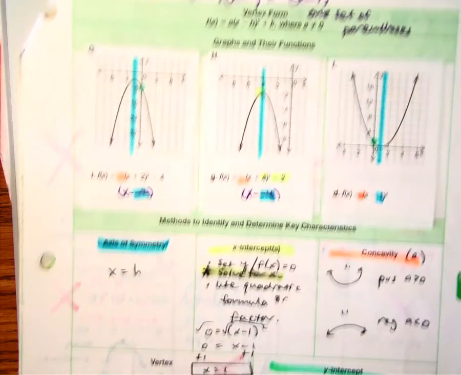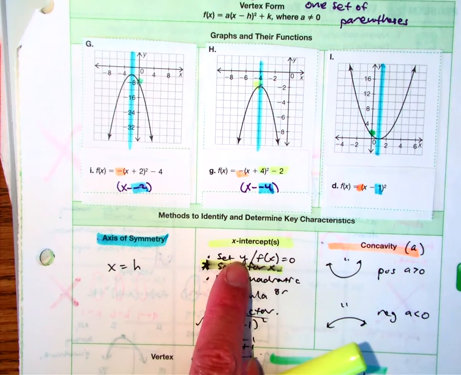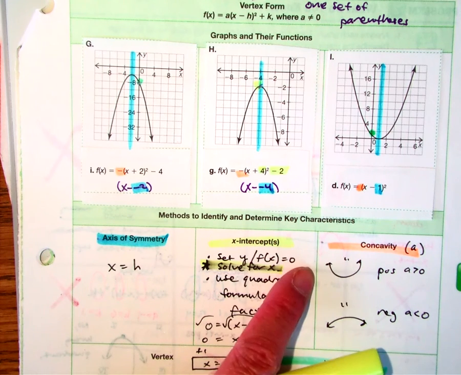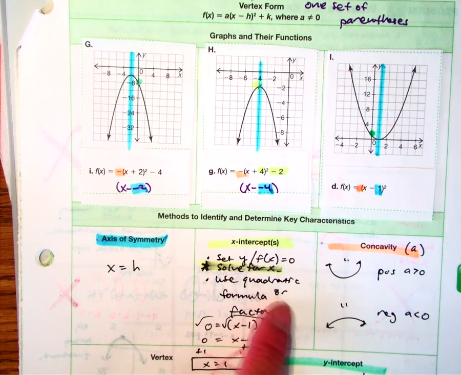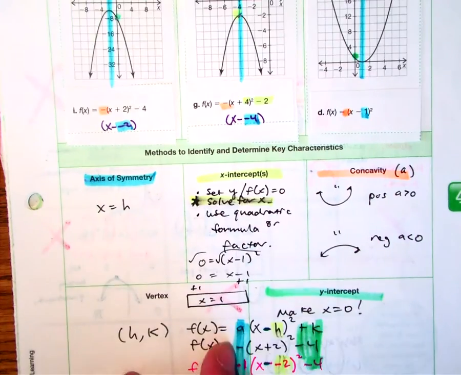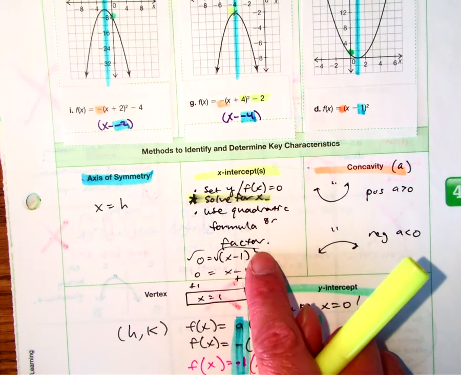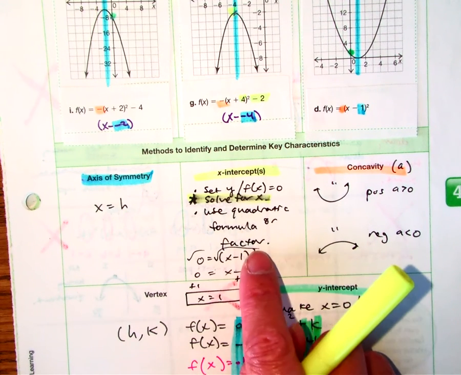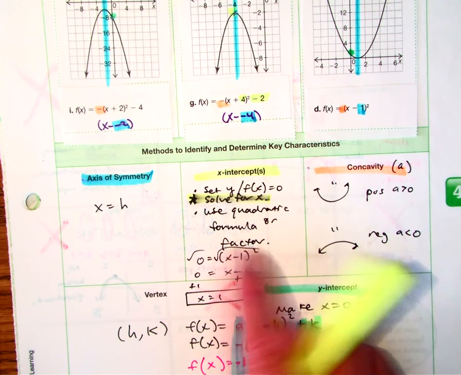The x-intercepts, you'll need to set y or f of x equal to 0. You'll need to solve for x, or you can use the quadratic formula. For example, in this problem here, to find where it crosses the x-axis, I make it equal to 0. To get rid of the power of 2, you're going to take the square root. Class, how do you get rid of the power of 2? You're going to take the square root.